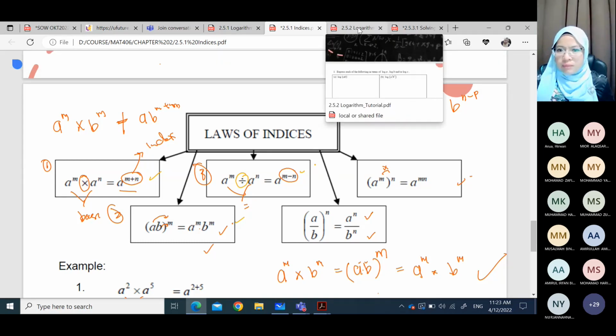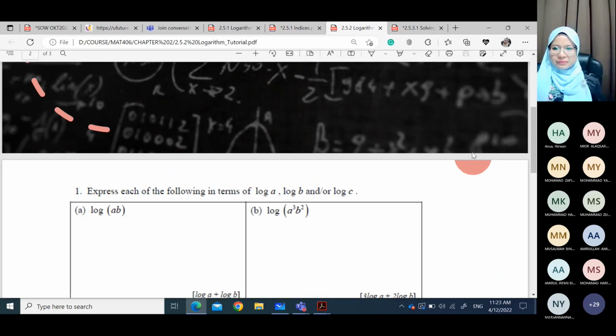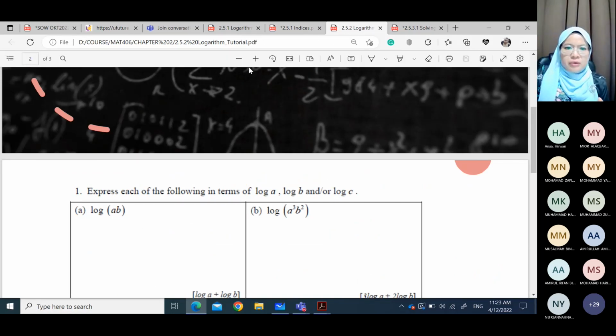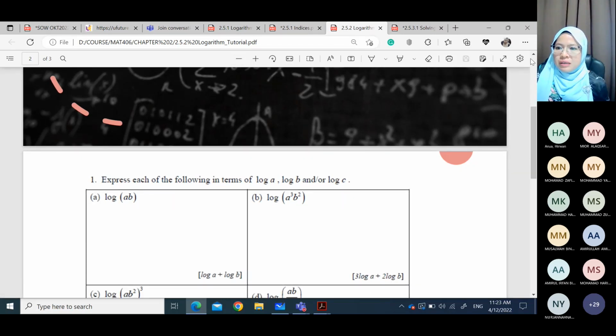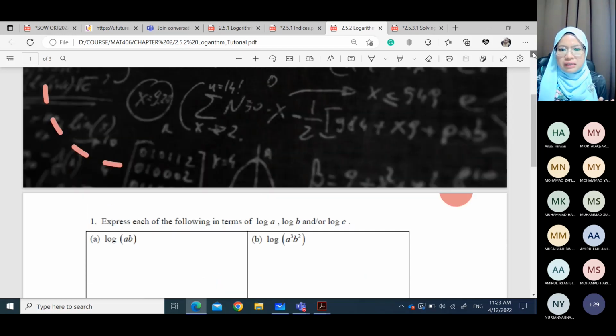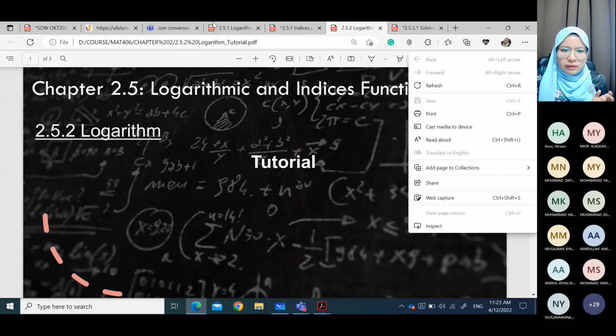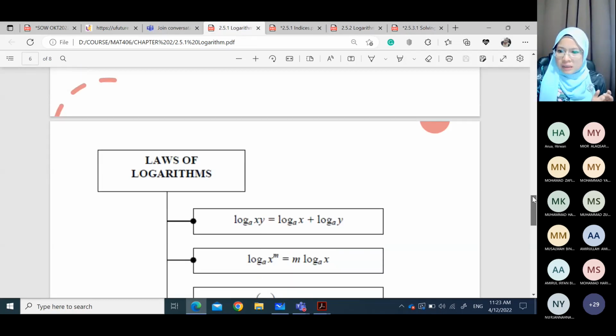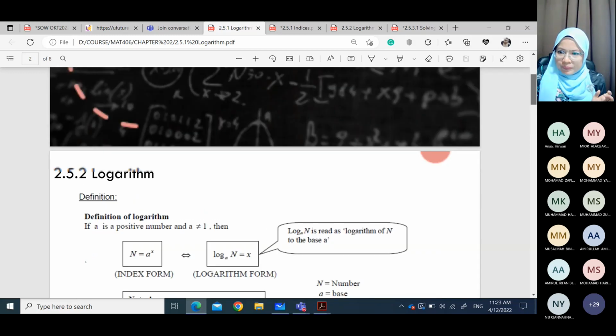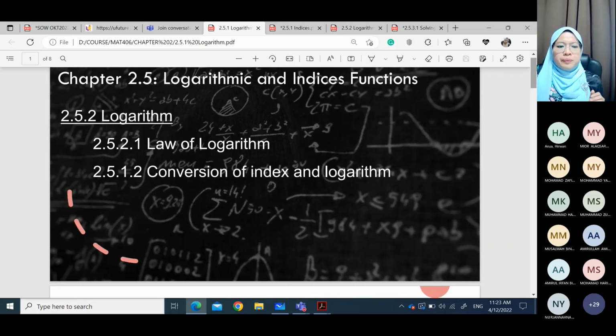Okay, boleh kita pergi kepada logarithm. Okay, so logarithmic and index, it is related. Dia berkaitan juga. Okay, di mana daripada index kita boleh bentukkan dia dalam bentuk logarithm. Tengok ni. Okay, so in this topic we will discuss about law of logarithm, and the other one is a conversion of index and logarithm. Means that we convert daripada index kepada logaritma.